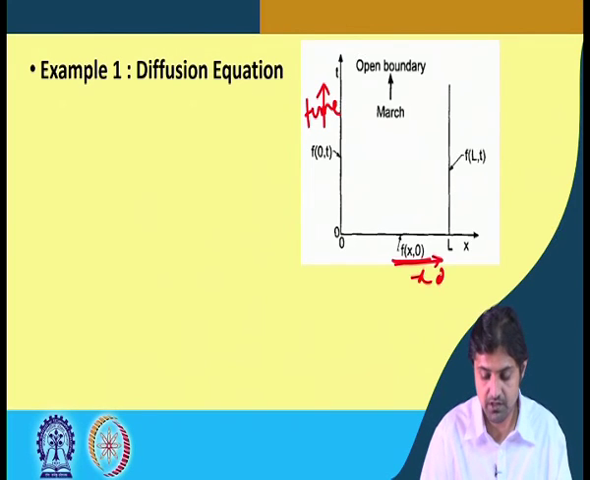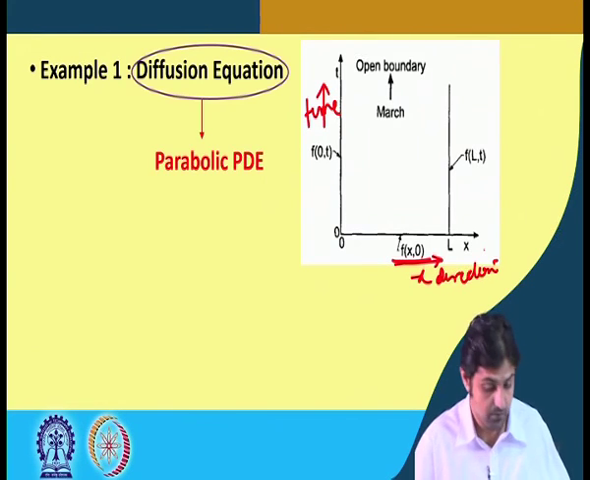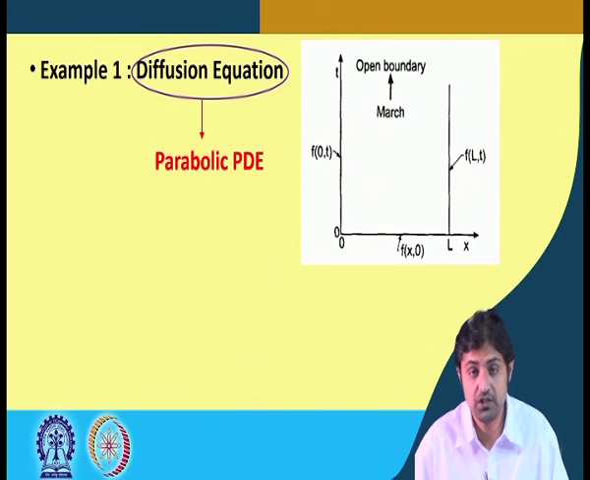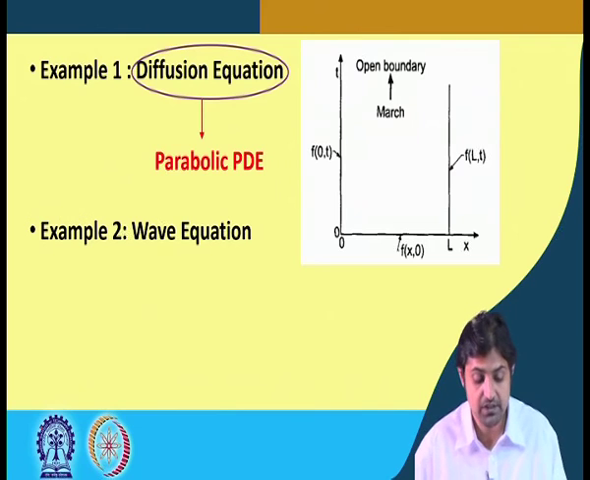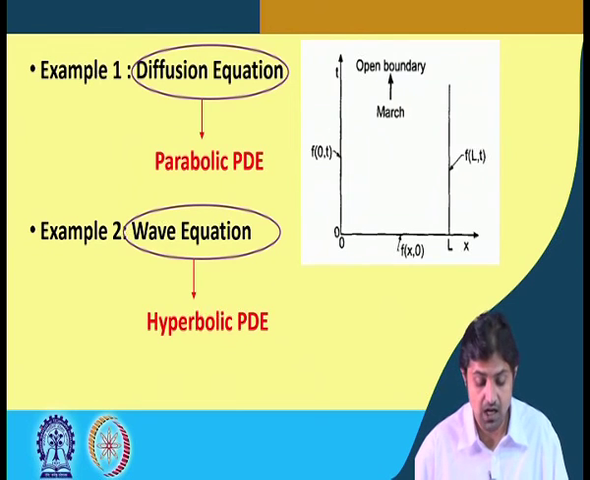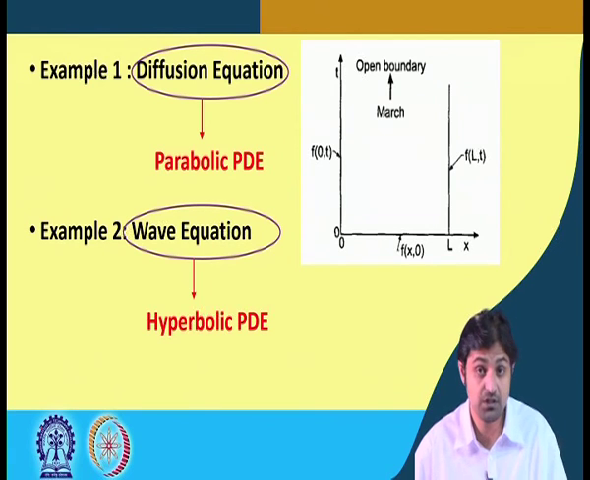This is the x direction. So, this is solved by the parabolic partial differential equation, the parabolic PDE, the diffusion equation. The second example is the wave equation. The wave equation is solved by the hyperbolic PDE, the hyperbolic partial differential equation.